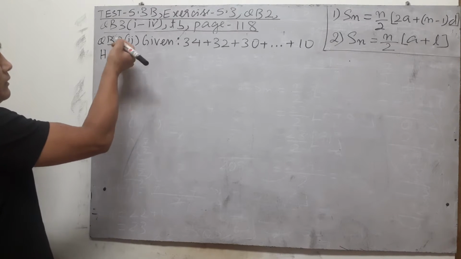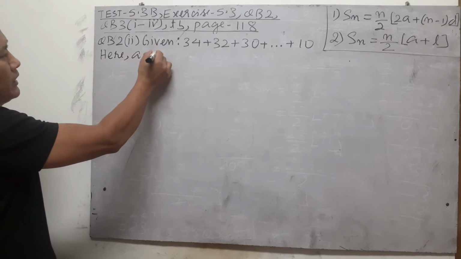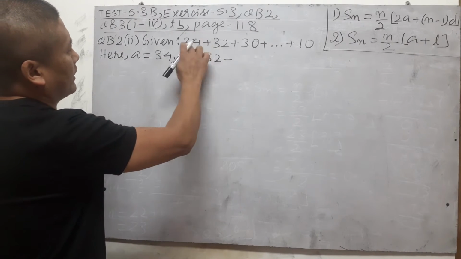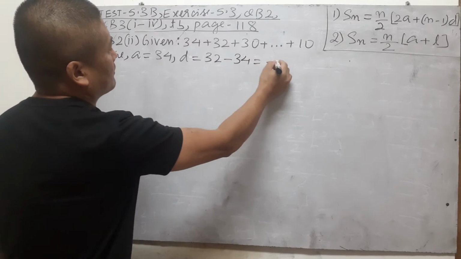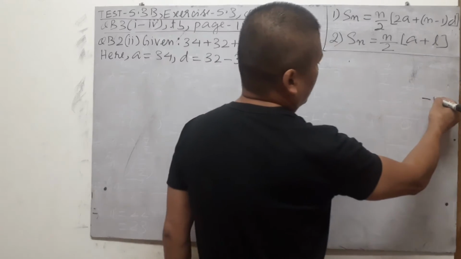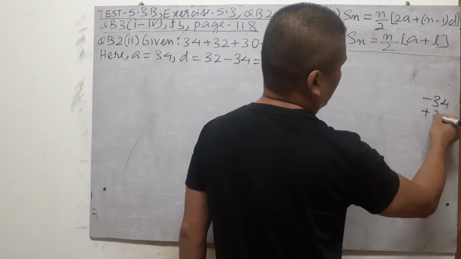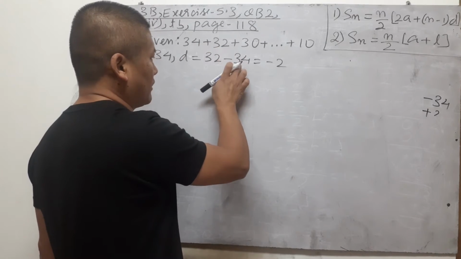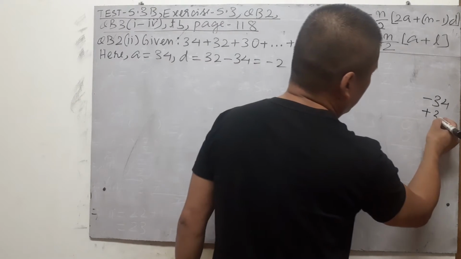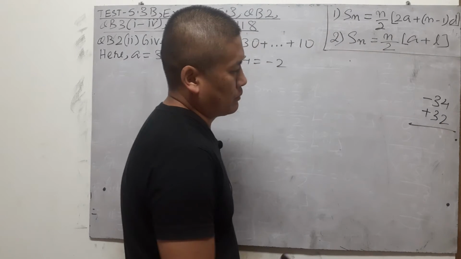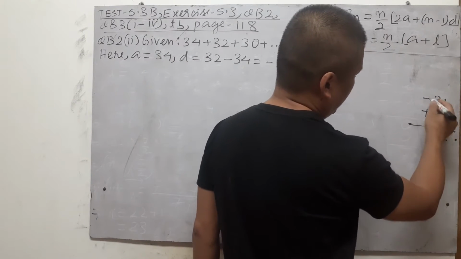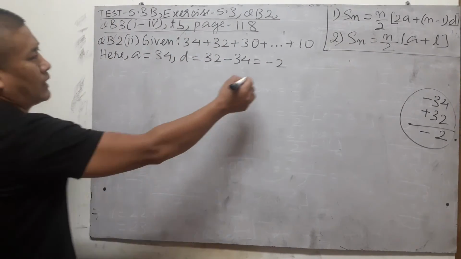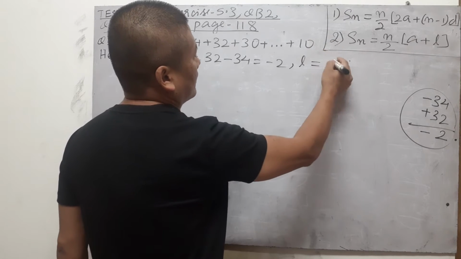Just like we did just now, first term a is 34. Common difference d is a2, 32, minus a1, 34, so that is minus 2. We know this, right? Bigger absolute value up, smaller one down: 34 minus 32 is 2, and since the bigger one has the minus sign, we get minus 2. And the last term value l is equal to 10.